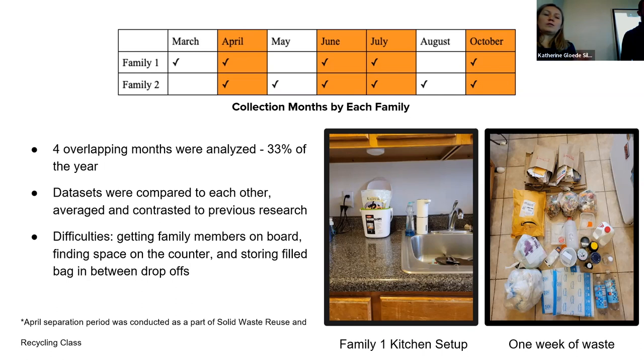You can see the set out for family one was in the kitchen counter. Thankfully there was a space. Actually finding space was one of the difficulties that we encountered, whether it's on the counter, under the sink, or near the garbage can, it's hard. Another challenge was getting family members on board. There was some pushback in the beginning, but once it was overcome, it was relatively easy once the habit forms. Another thing I should point out is storing full bags in between the drop-offs or later on the collection. You have to allow room for either freezer space or refrigerator space.